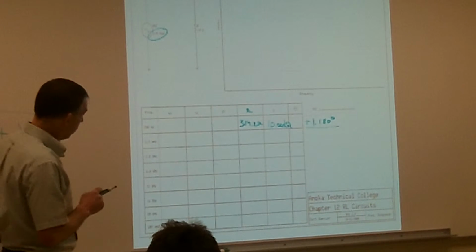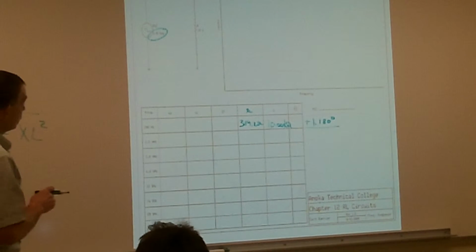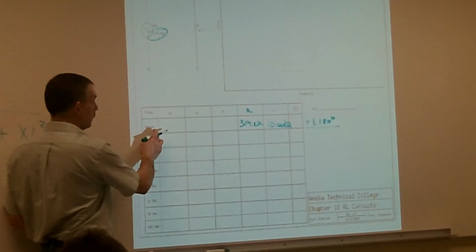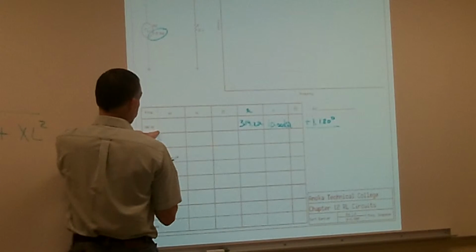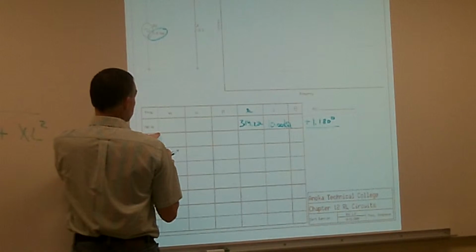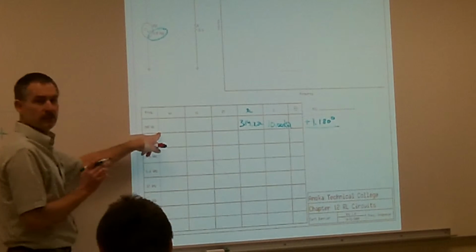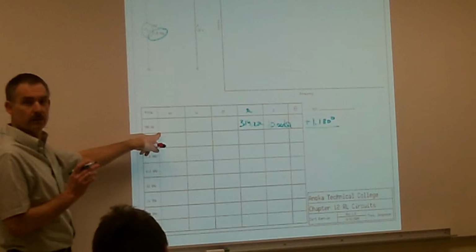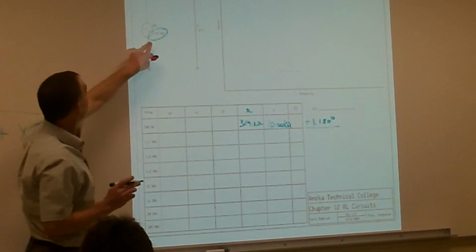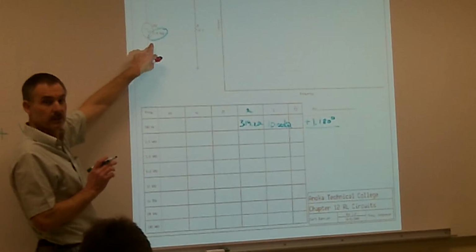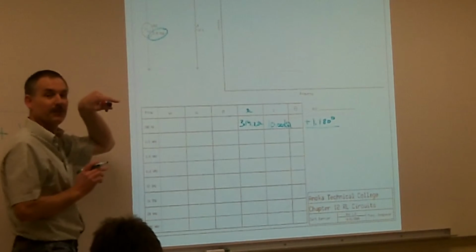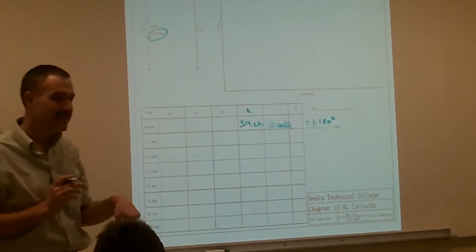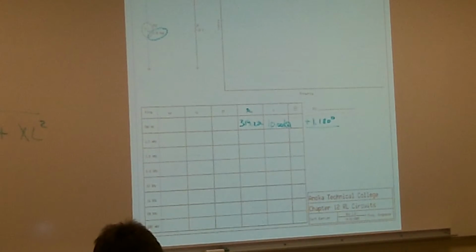What do we get for VR and VL? VR is 9.995. Did you use 3 volts? You're on the right track, you're just using the wrong voltage.